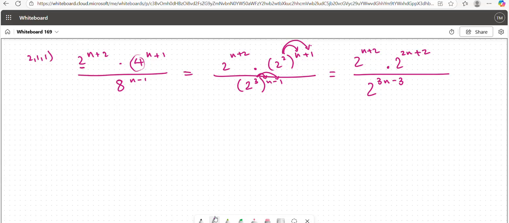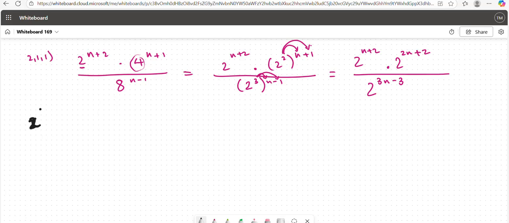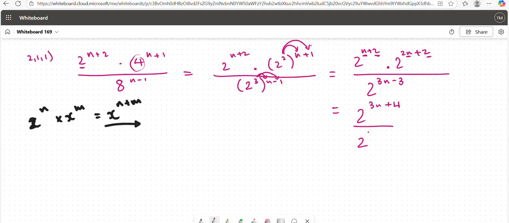Then at the top you're going to use your first law. And that law says if the bases are the same, if you get x to the n timesing an x to the m, you'll just have x to the power of n plus m. That's the first law of exponents that you would have learned. So that's what's happening at the top. But since I'm adding binomials, I'm just going to quickly add them in my brain. N plus a 2n would give me a 3n. A 2 plus a 2 would give me a 4. And all of this is divided by 2 to the power of 3n minus 3.